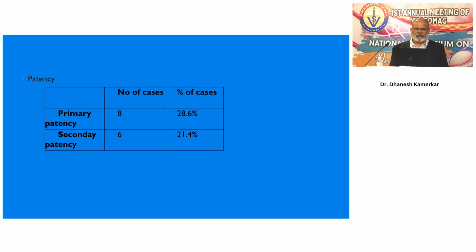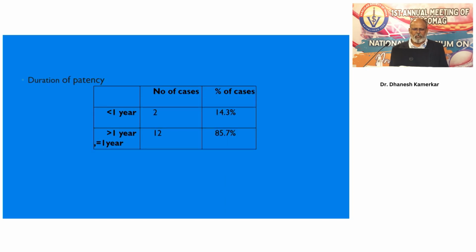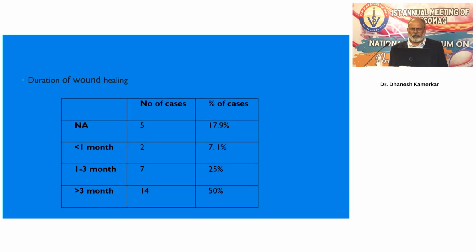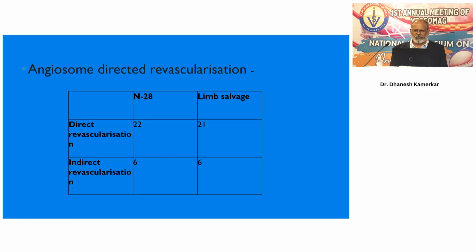So primary patency 28%, secondary patency 21%. Duration less than a year, 14% had a patency less than a year, 85% had more than a year. The duration of wound healing: less than a month, 7.1%, which was 2 patients. 1 to 3 months, 7 patients, 25%. More than 3 months, 14 cases, and 50%.